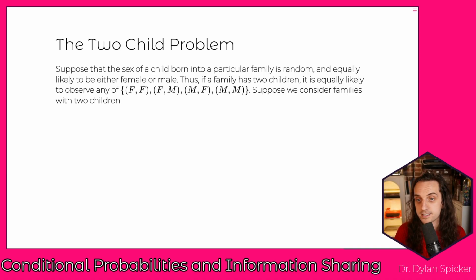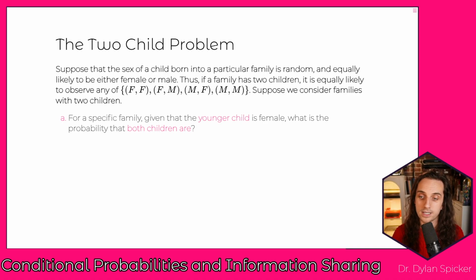Now, suppose that we are considering families that only have 2 children, and then if a specific family, we know that the younger child is female, we can ask ourselves, well, what's the probability that they're both female? And so we could either do this calculation directly, or we could think about this through our reduced sample space. And so I'll write out the reduced sample space argument here.